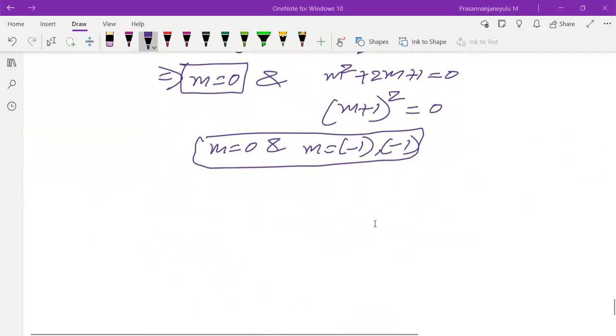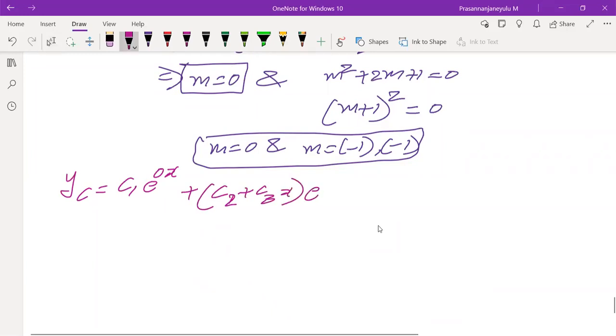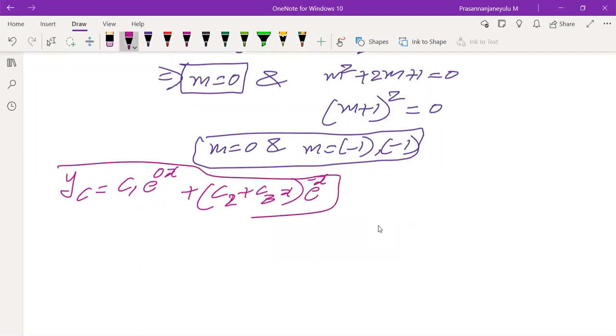So finally, we get yc, the complementary solution. yc equals c1 into e power m1x. What is the m1 value? 0. The first value is 0, so e power 0x, plus m2 and m3 values are both the same, so repeated roots. So we get c2 plus c3x into e power minus 1x, which is simply e power minus x. Taking it as equation number 3, we got yc.